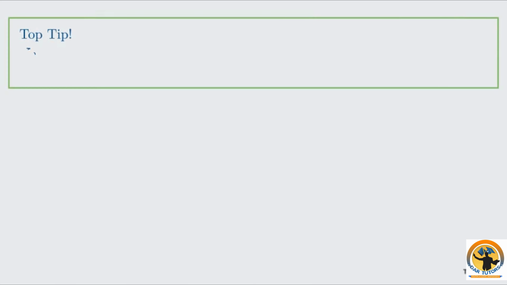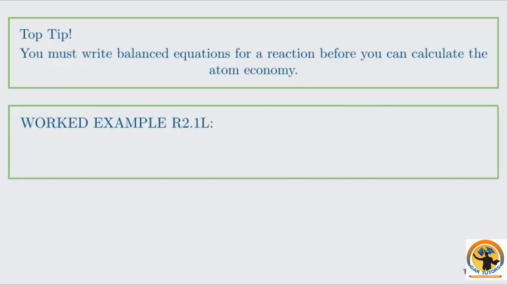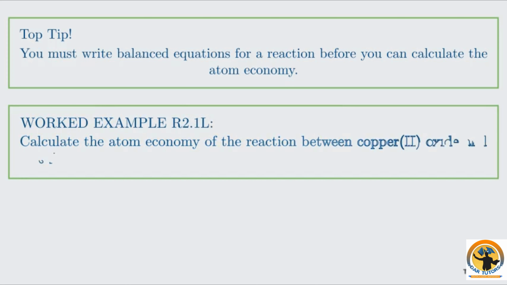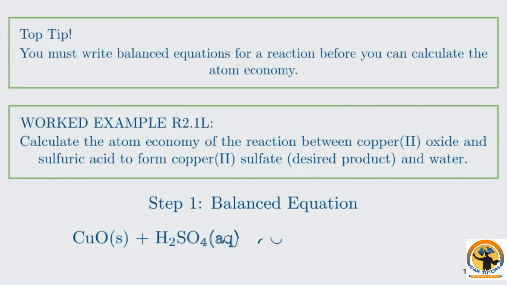Here's a tip. You must write a balanced equation before you can calculate the atom economy. The coefficients are crucial for summing the molar masses of the reactants. Let's work through an example to see this in action. We need to calculate the atom economy for the reaction between copper-2 oxide and sulfuric acid to form copper-2 sulfate and water. First, we write and balance the equation. CuO plus H2SO4 yields CuSO4 plus H2O.